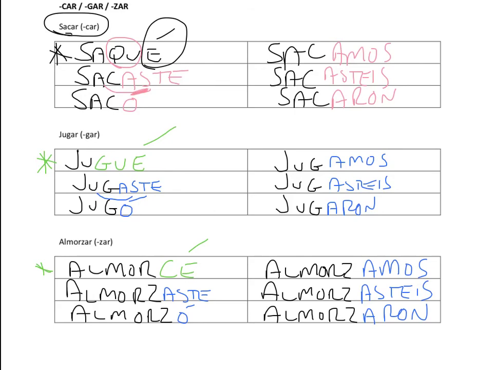Okay, again, just the yo form. These only happen in the yo form. CAR GAR ZARs are only in the yo form. So again, if you can remember, CAR GAR ZAR, que sé. CAR GAR ZAR, que sé. And I'll say that over and over again. And it's only in the yo form, and it's only because of the pronunciation.